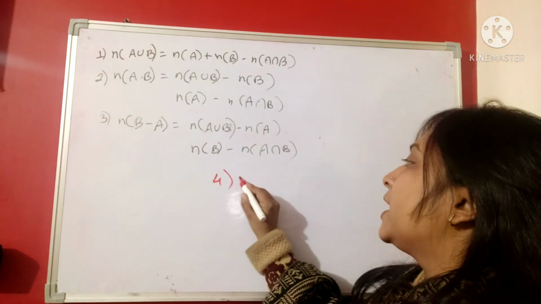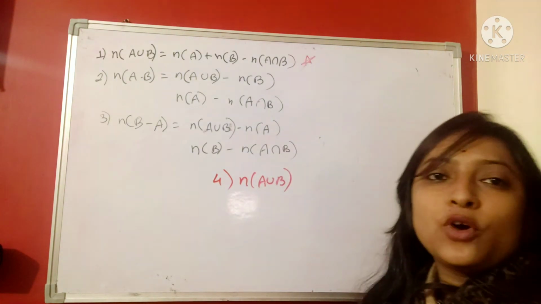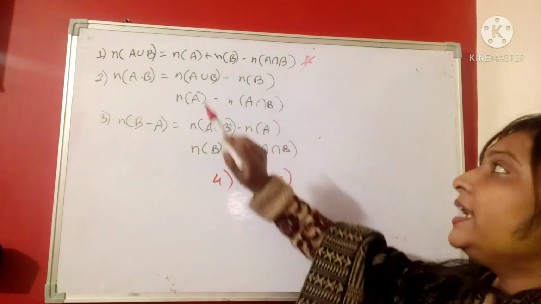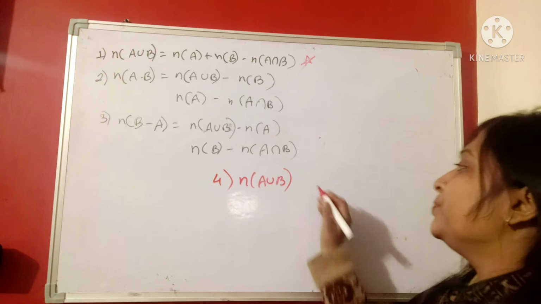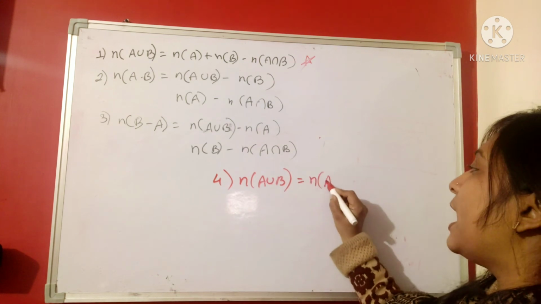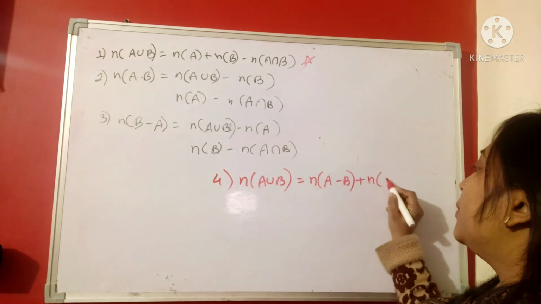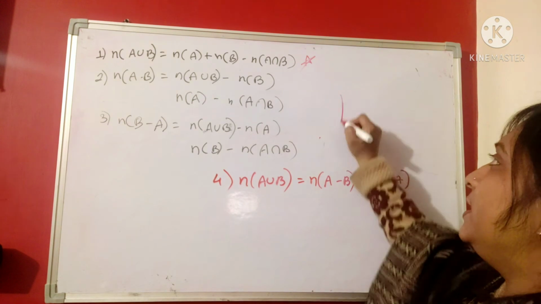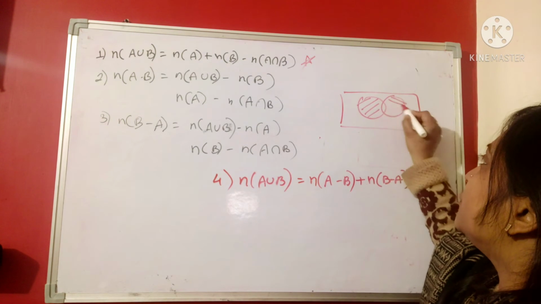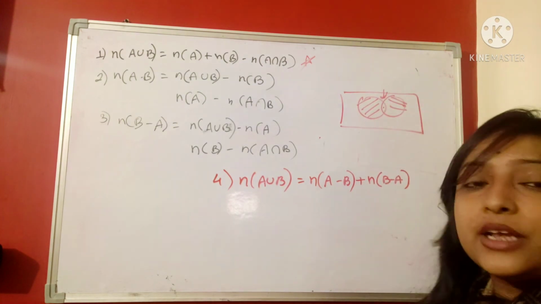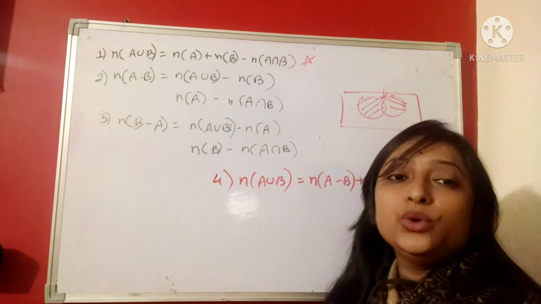The fourth one is the cardinal number of A union B. We have already discussed in the first formula how to find A union B, but if we do not have the cardinal number of A and cardinal number of B, then what are we going to do? Then we have another formula. If we have the cardinal number of A minus B, that is only A, and the cardinal number of B minus A, that is only B, understand it with the Venn diagram: this much we have, this much we have, and then this is the intersection portion. Add this intersection portion, and that will again give A union B.